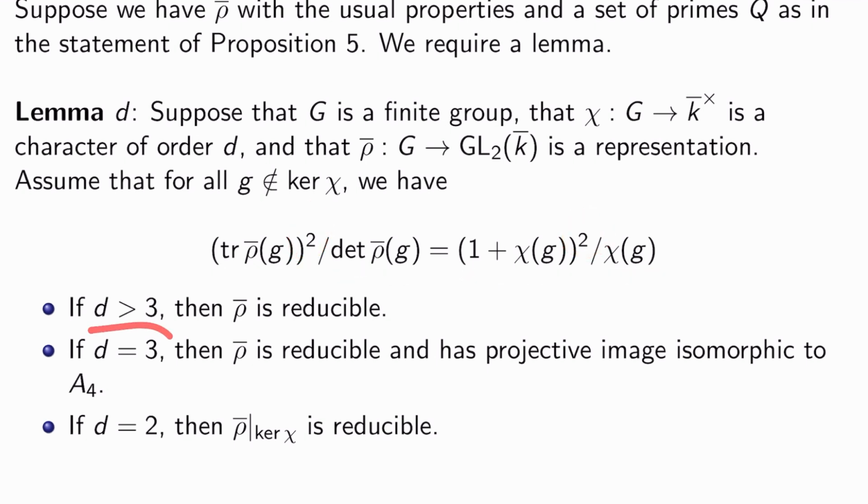If D is bigger than 3, then ρ-bar is reducible. If D is 3, then ρ-bar is reducible as well. And we can be more specific. We can say it has projective image, which is just A4. And if D is 2, then ρ-bar restricted to the kernel of χ is reducible.